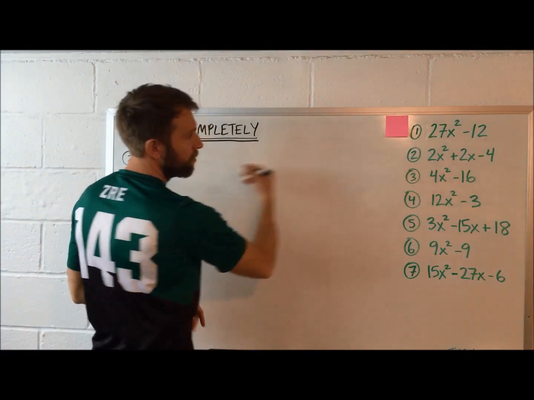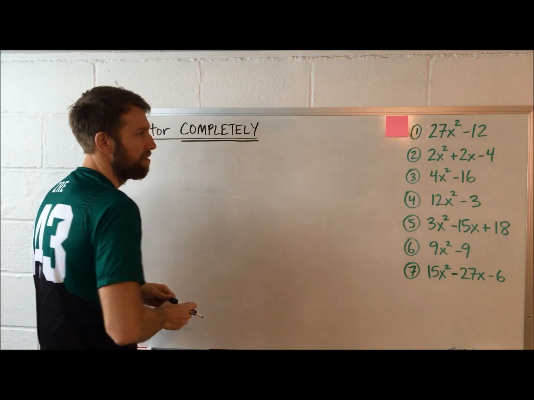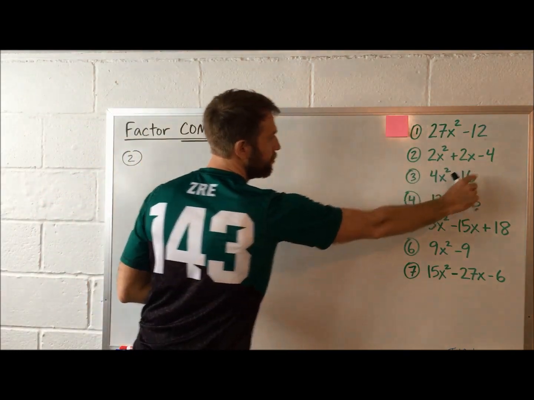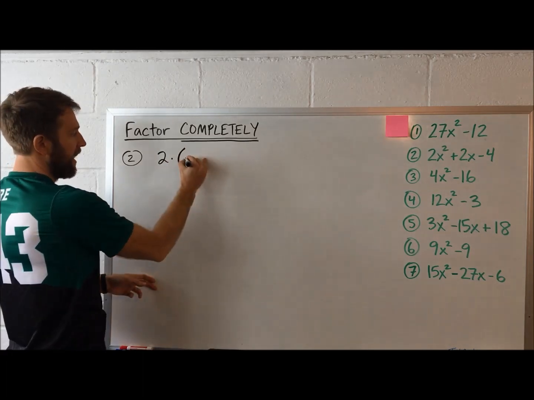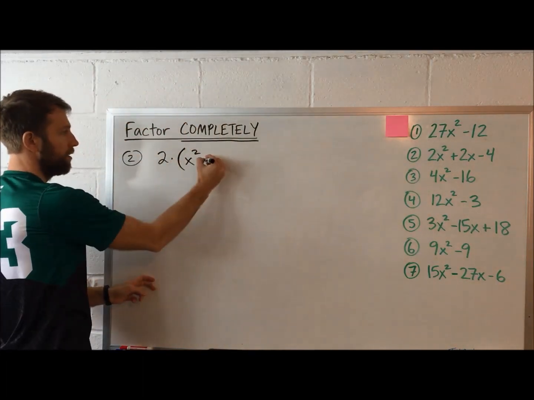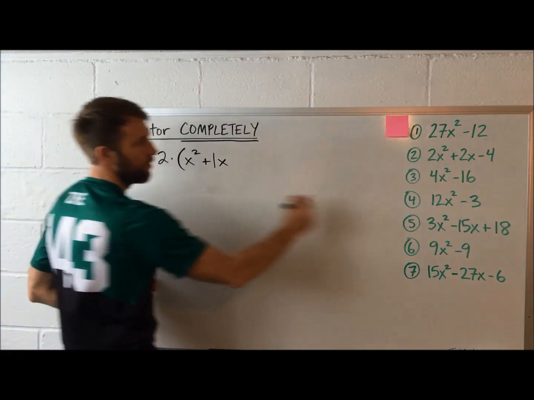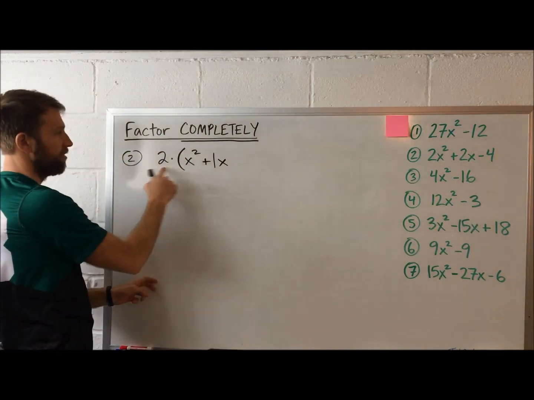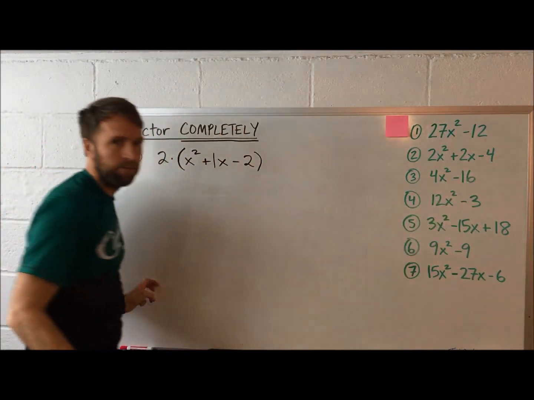Instead of writing down number 2 over here, I'm just going to go ahead and factor completely. I'm going to take that greatest common factor. It should be obvious there's a 2 that I can factor right out of that problem from the beginning. And 2 times x squared will still give me 2x squared. 2 times 1x will give me 2x's. And then 2 times negative 2 will get me to negative 4.